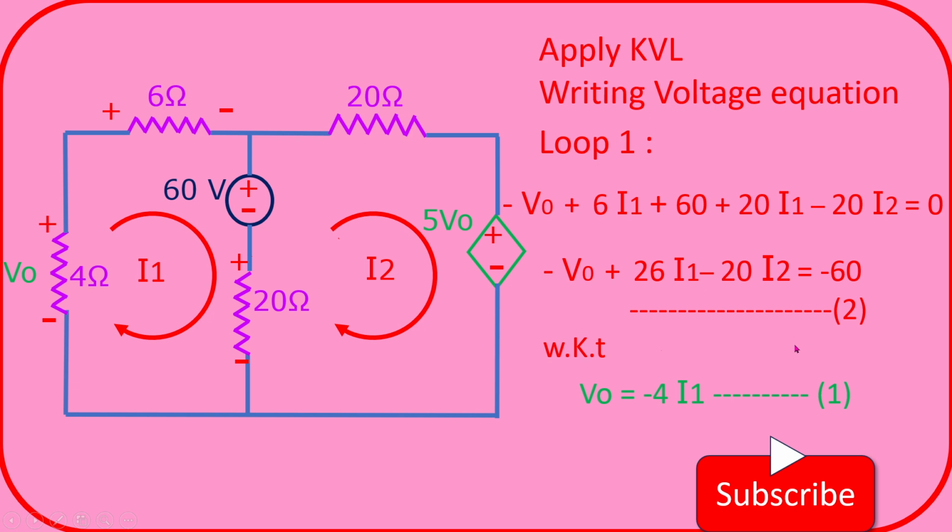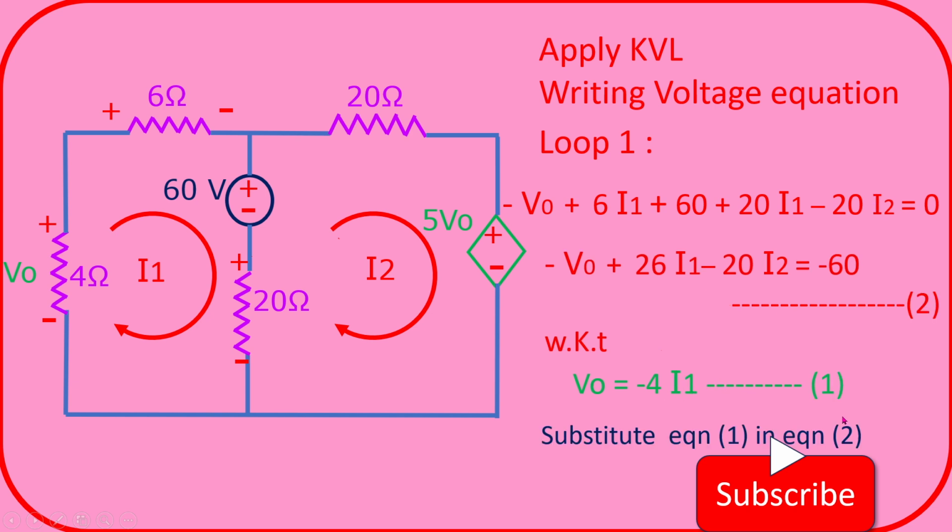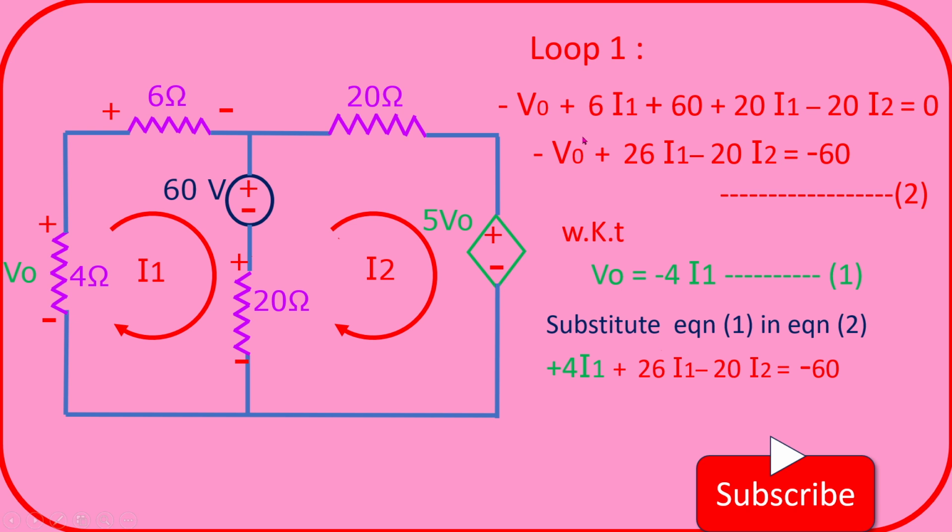Already we know that V0 is equal to minus 4I1 from equation number 1. Now we are going to substitute this equation number 1 in equation number 2, so that we can rewrite this V0 as plus 4I1, because already you have this minus sign here also, again minus sign. So minus of minus, we get this as plus 4I1.